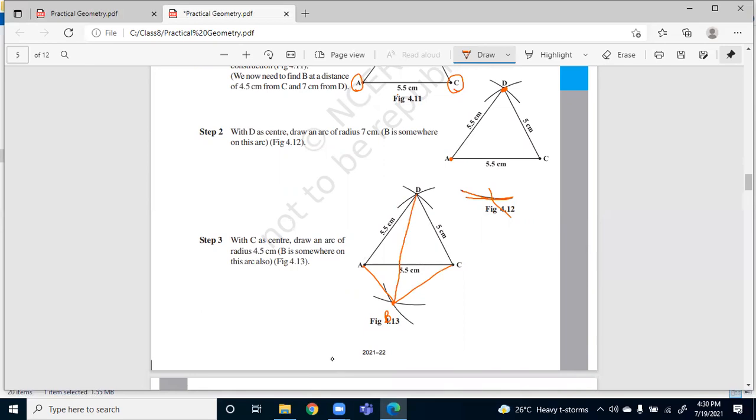So what is the way? First of all, you have to take the base as a diagonal, make that triangle, now make another diagonal and then join it up. So is it understood? Can we move to the exercise? Yes, ma'am.